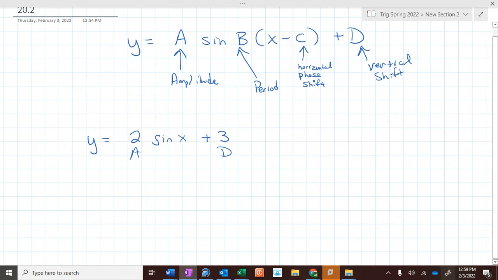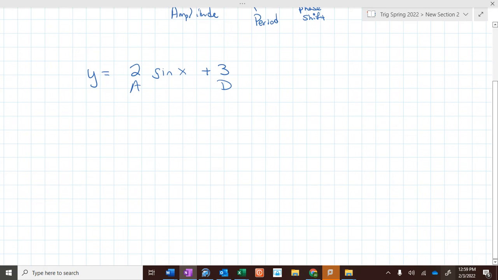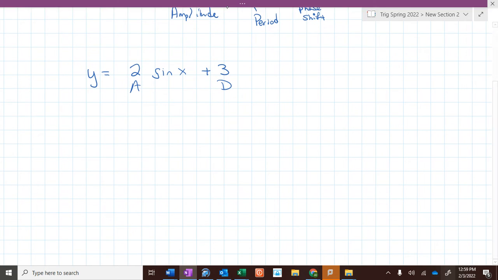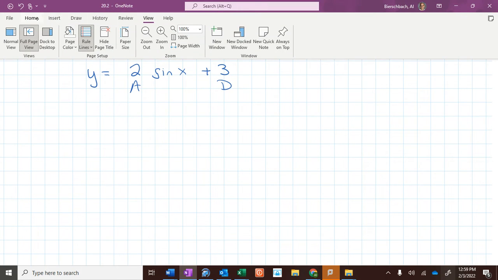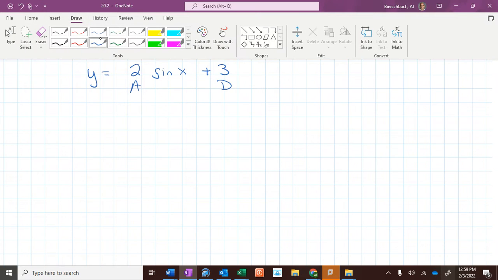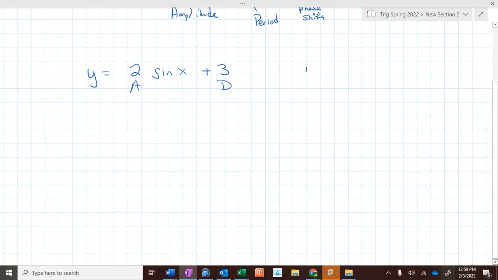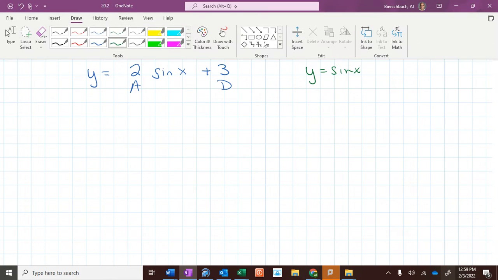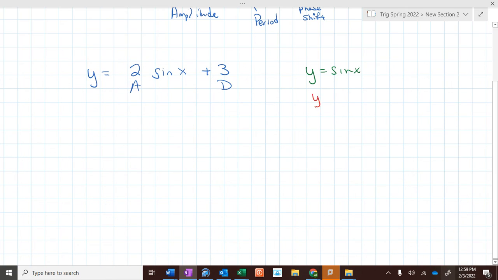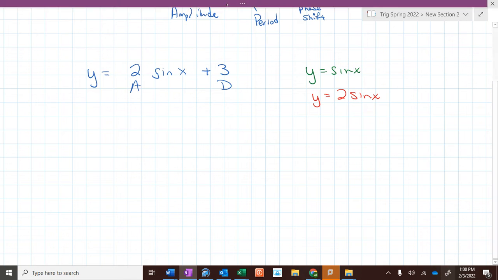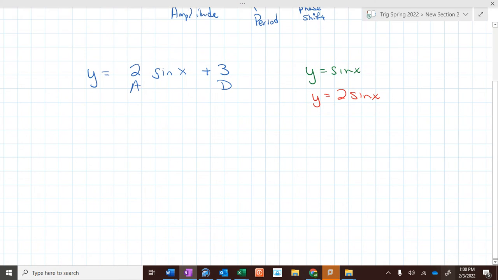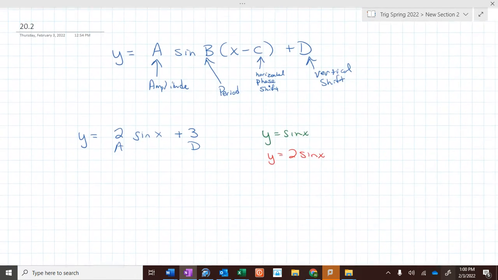So it's D. Okay? So what I'm going to have you guys do is draw 3 graphs for this one. You're going to draw y equals sine of x. Then you're going to draw y equals 2 sine of x. And then you're going to draw y equals 2 sine of x plus 3. Okay? Problems with that, Shanty, at all? That's good.